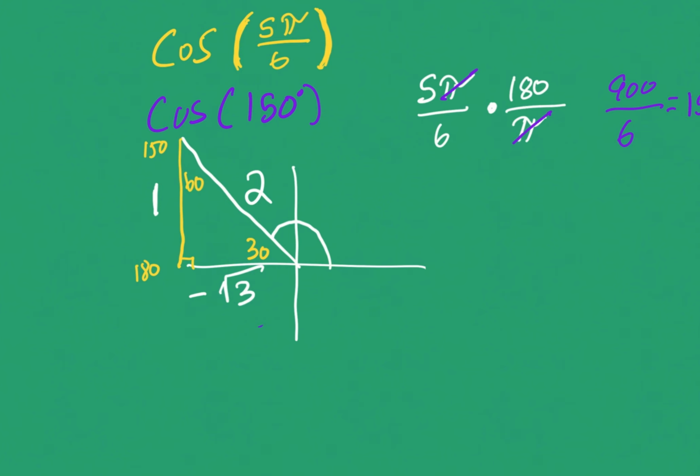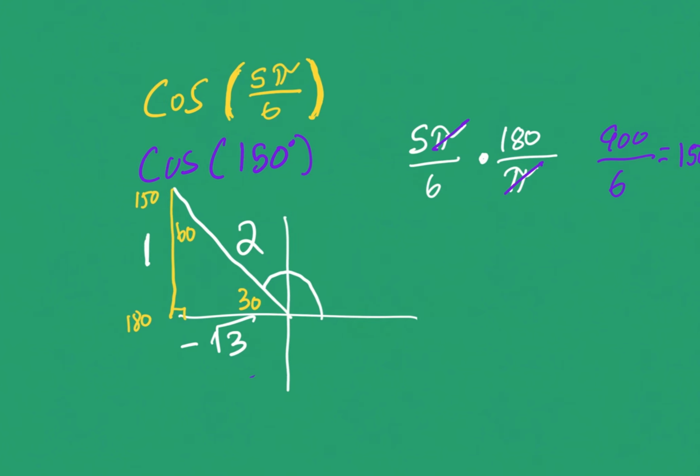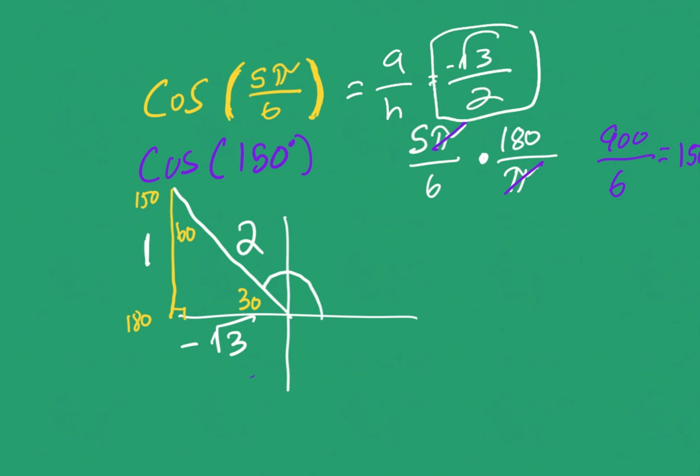So now we have to talk about, okay, what's cosine? Cosine is adjacent over hypotenuse. So our adjacent side to our reference angle is a negative square root of 3. The hypotenuse is 2. And there's your solution, same as we had for the sine of 120. Any questions with that one?